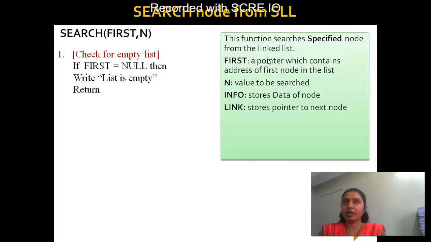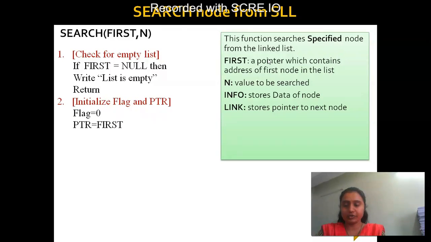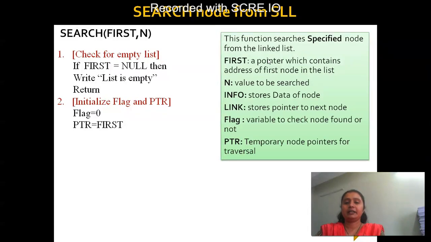If at least one node is there, I have to check. So first I need to take one variable flag, which is initially 0. Ptr is another pointer which points to the first node itself, right?